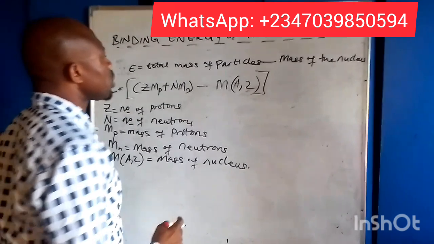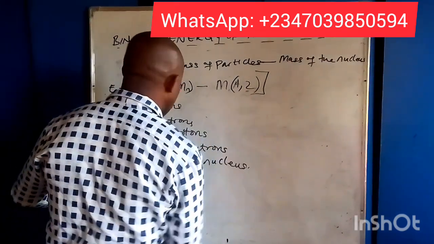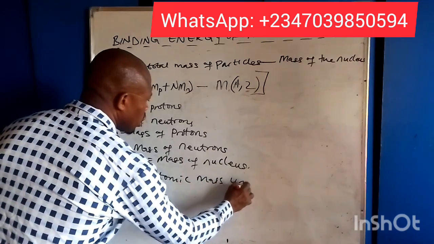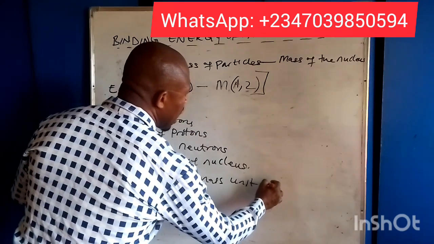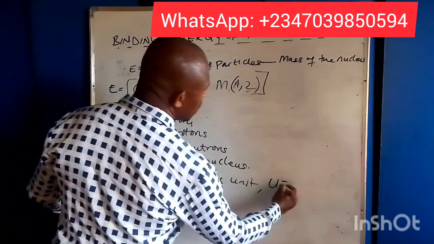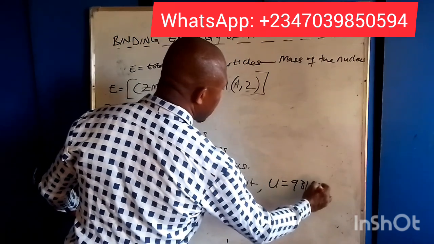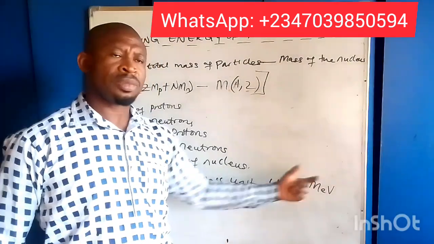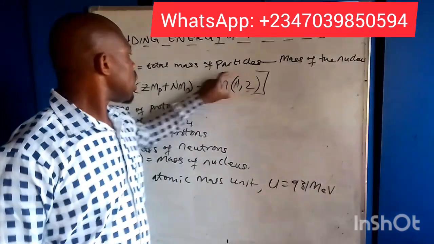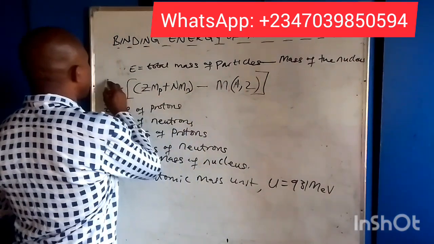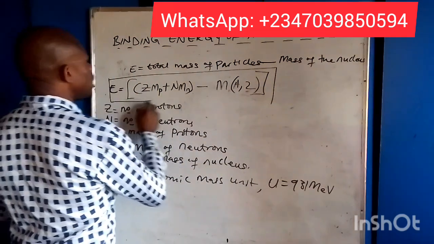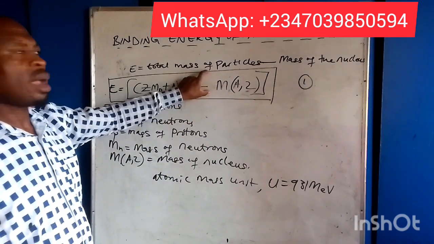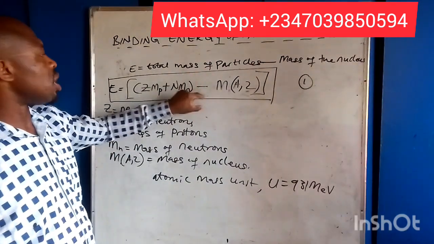Most times they can give you this mass in atomic mass unit, or unified atomic mass, U. Now U is 931 mega electron volts most times, so you might be given this. Also, the energy released is one of the equations. We can still use this one during radioactive decay. The energy release is this.